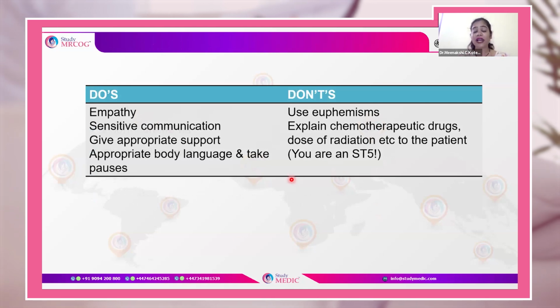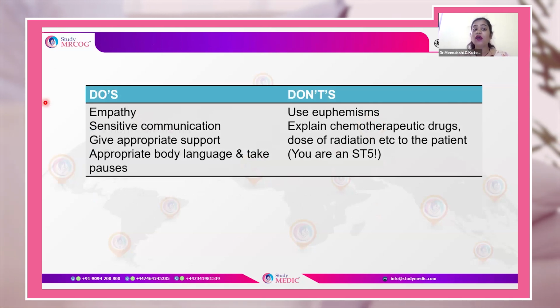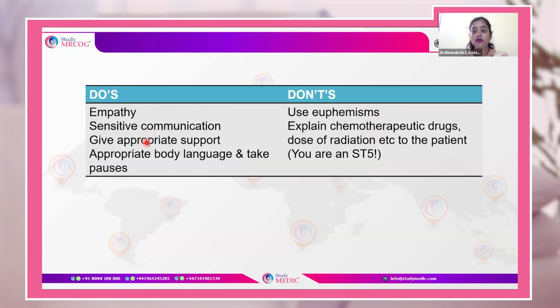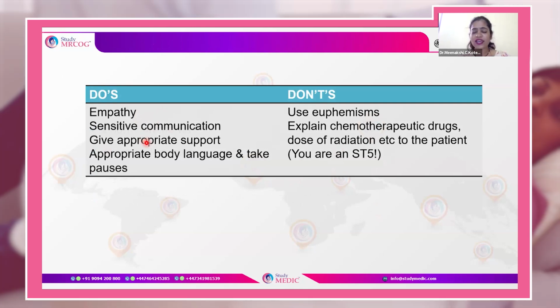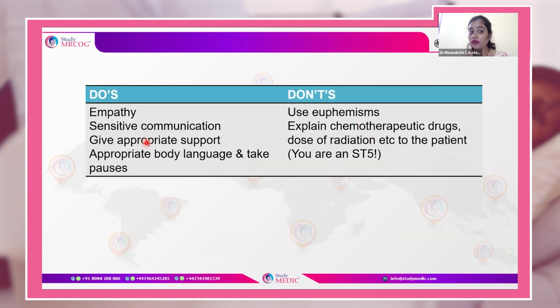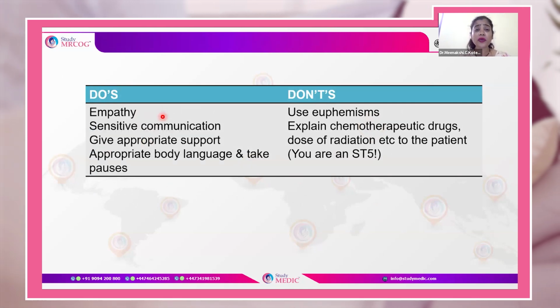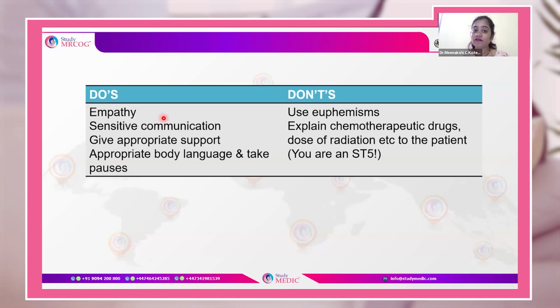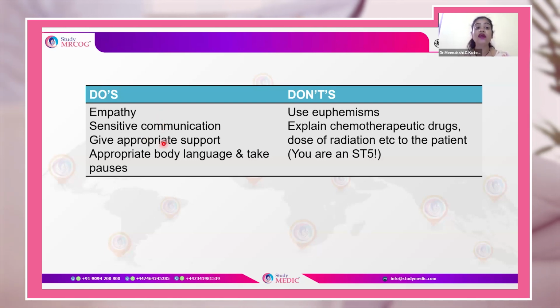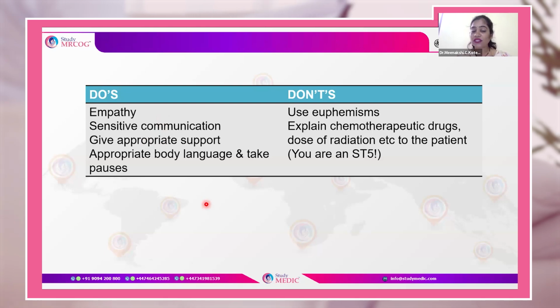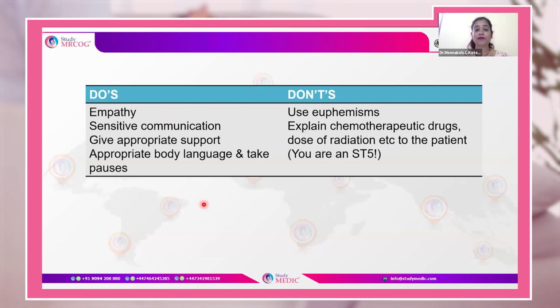A few do's and don'ts in terms of oncology. Empathy is very, very important. You need to have very sensitive communication, extremely sensitive. You need to mellow down your tone, slow down your pace, and give adequate pauses. You need to give warning shots, offer support to her, and think about how she is going to go back home once she's taken the news. These are all a part of communication.